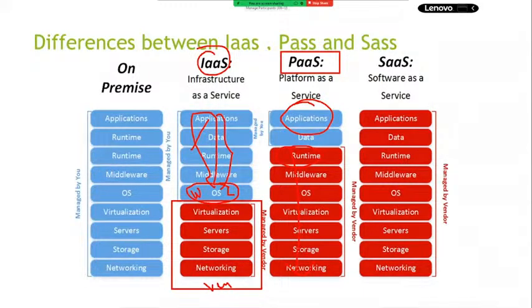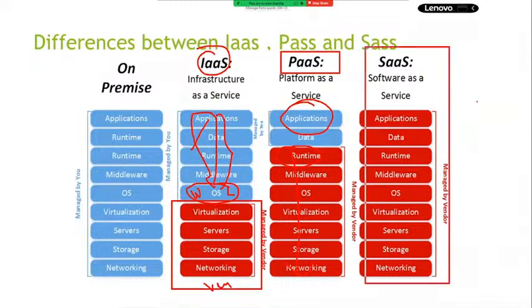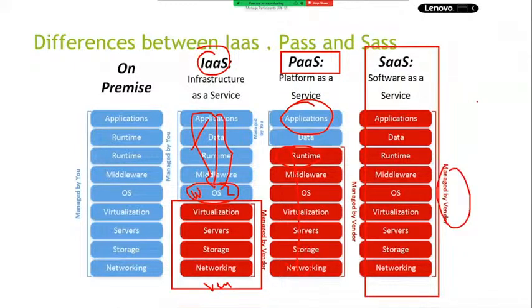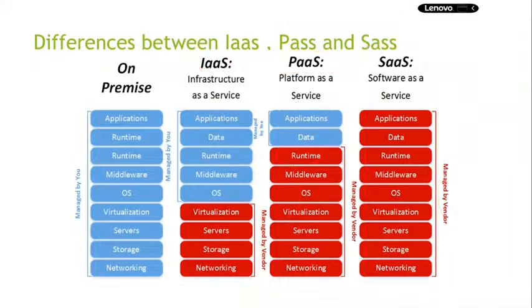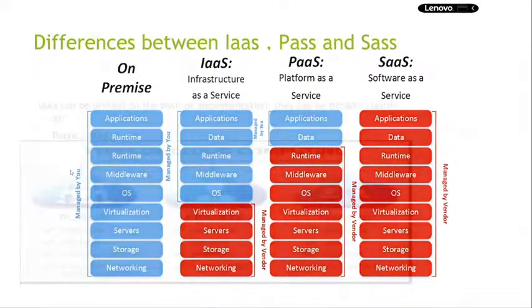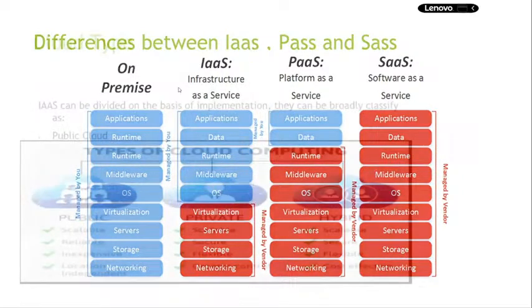Next, Software as a Service. See, nothing is in our hand. Everything is managed by the vendor. You just have to consume whatever they have provided. That's it. That is the difference between on-premises and cloud computing.